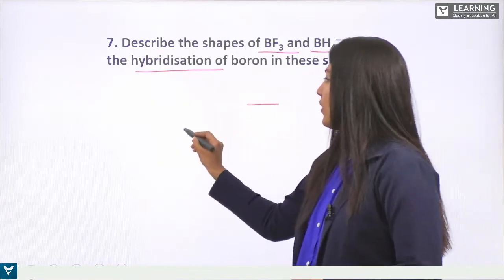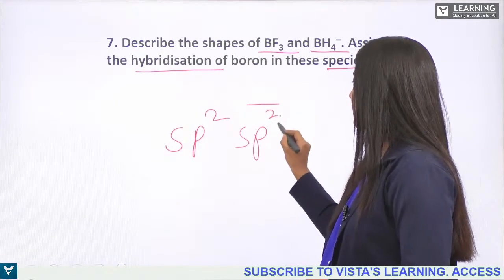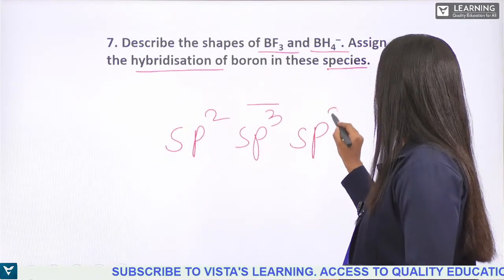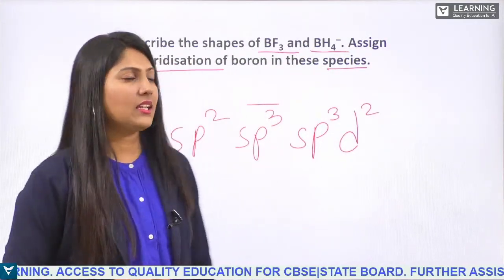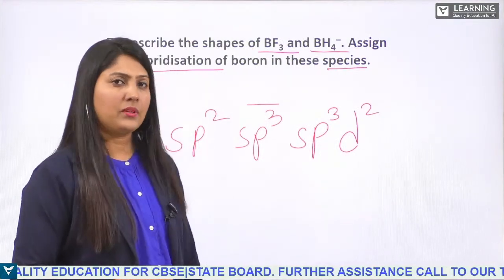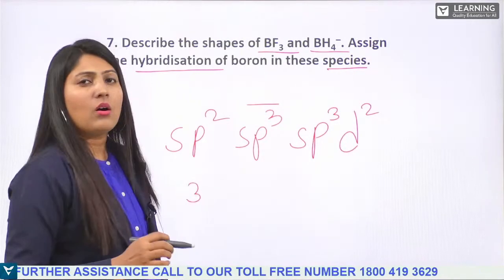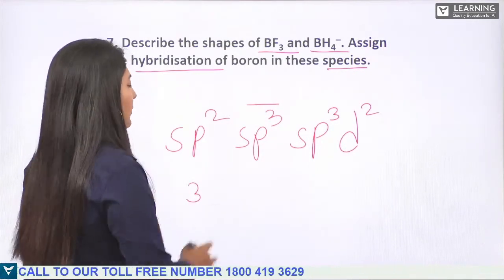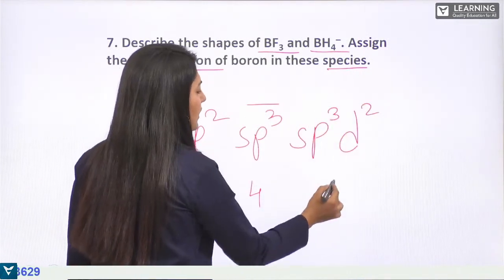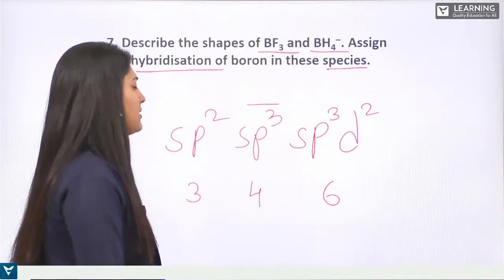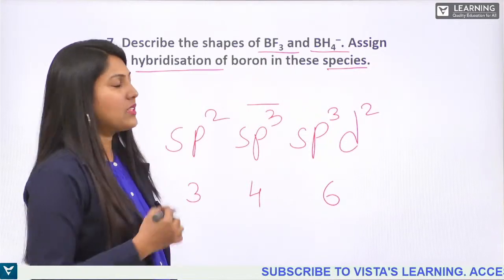Remember, students, when we have sp2, sp3, sp3d2, generally in this chapter we have seen these three hybrid orbitals. So sp2 means 2 plus 1, so 3 hybrid orbitals will be present. Here 3 plus 1, 4. Here 3 plus 2, 5. 5 plus 1, 6. So what happens here is that 3 ligands can be added to the central atom.